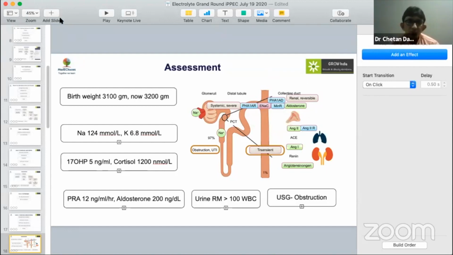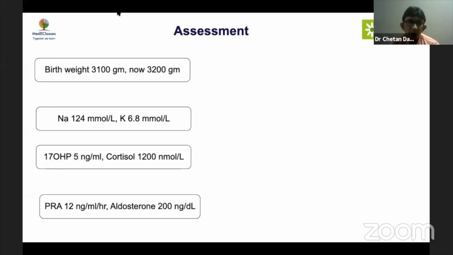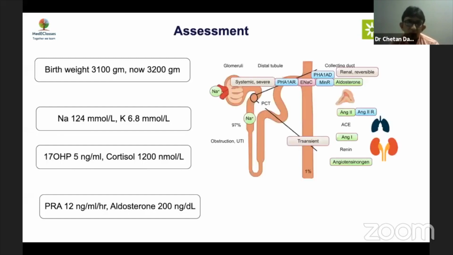This is also showing salt wasting crisis in the form of hyponatremia and hyperkalemia, but with normal 17-OHP and appropriate elevation of the cortisol. So it is ruling out any steroidogenic defect. So the next thing is to look for RAS excess, and aldosterone is showing 200. It is appropriately high, but still aldosterone is high despite hyponatremia and hyperkalemia. So aldosterone is not working. So this is also a case of aldosterone resistance.